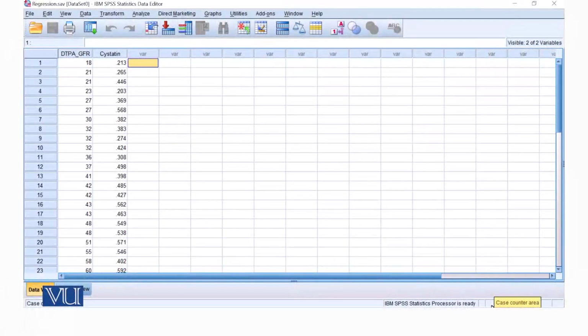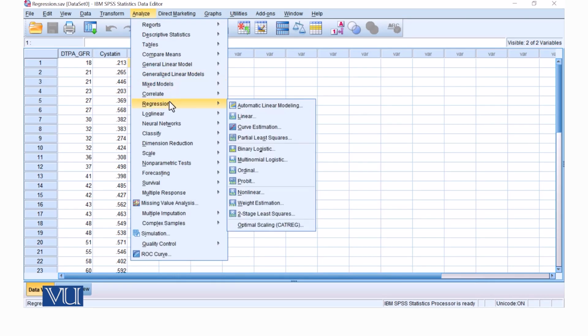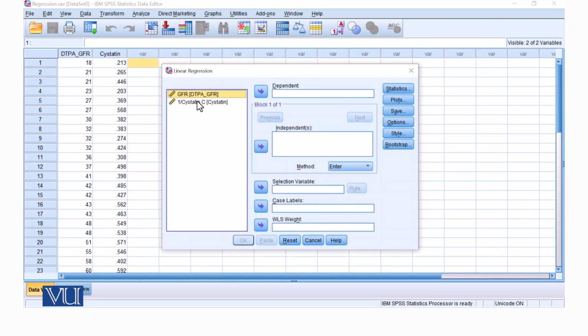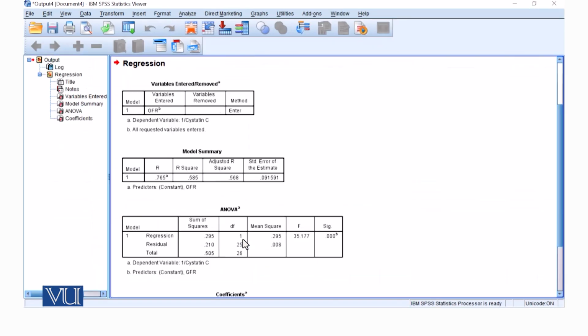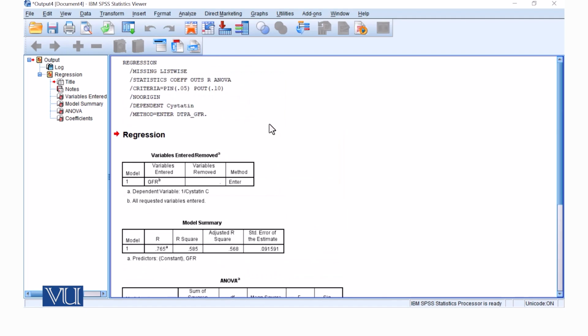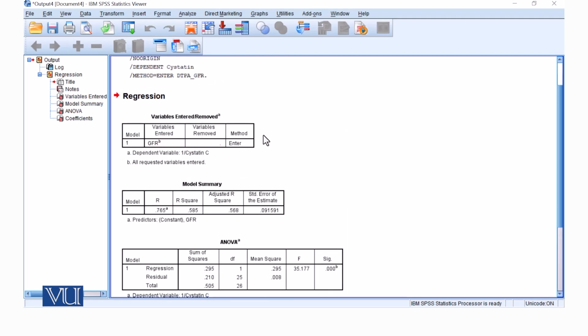Once the data is added to SPSS, to see the ANOVA in regression, we'll go to Analyze, Regression, and Linear. Here, our dependent variable and our independent variable will go to their respective categories. We keep the method to be Enter and press OK. It gives us the output with 4 tables. The first table is for variables which are entered or removed from the model. Right now, only GFR as an independent variable has been added.